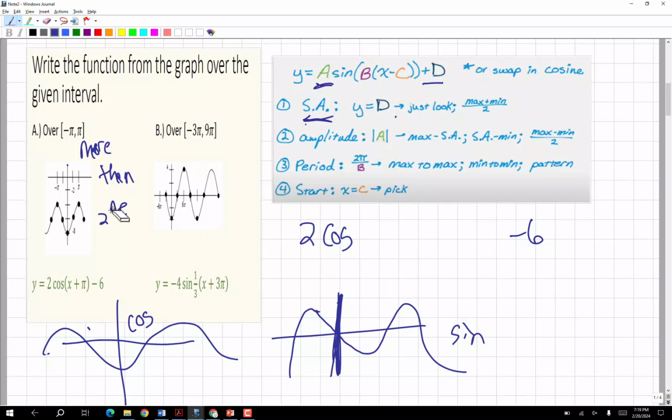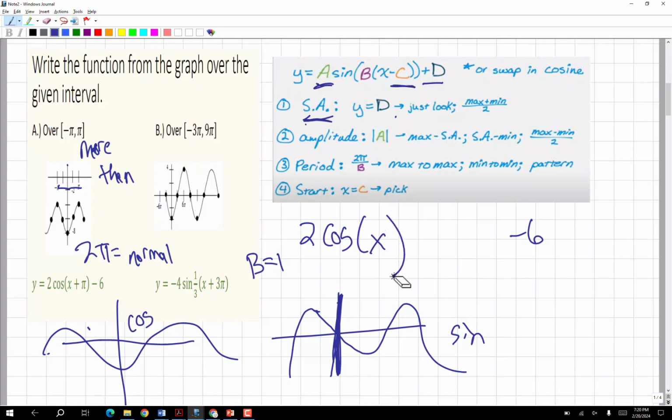Next thing, what is the period of this guy? Looking here from -pi to 0 to pi, that means my period is normal. Remember, 2 pi is normal, so my b is 1. So cosine, I'm not going to show the 1, x, and then this minus c tells me, am I going to shift anything? I'm not.